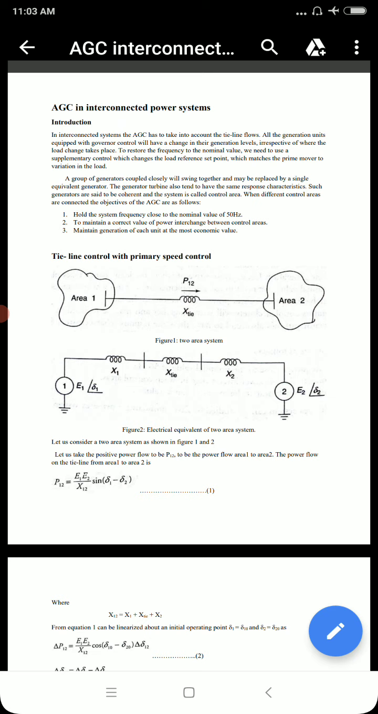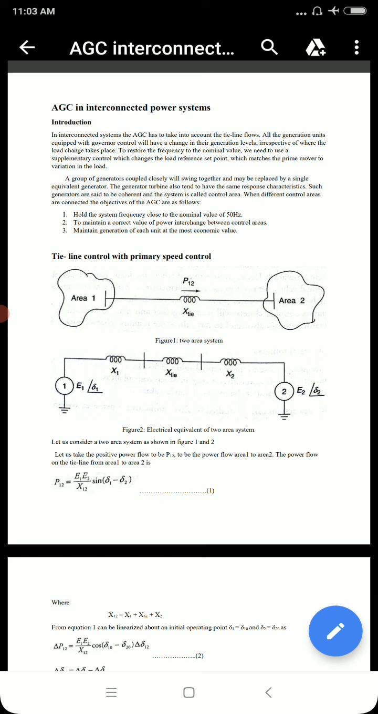A group of generators coupled closely will swing together and can be replaced by a single equivalent generator. The generator turbines also tend to have the same response characteristics. Such generators are said to be coherent, and the system is called a control area.